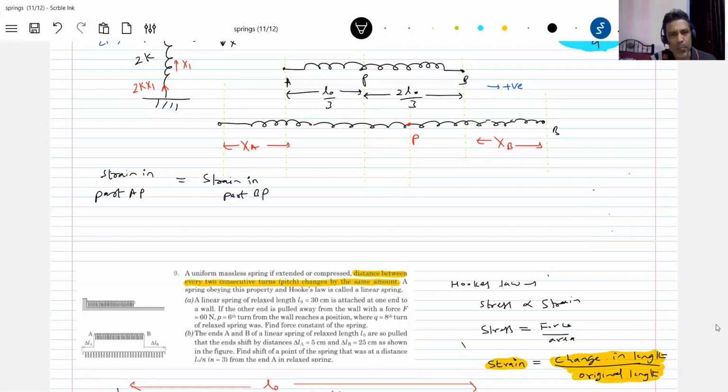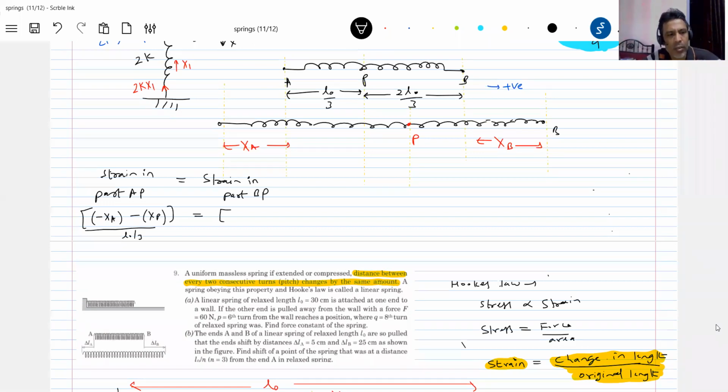Okay, what is the strain in part A? So here, minus XA. Why the negative sign? The displacement of end A is towards left, no? Minus of XB, I don't know this, so I'll not put a sign, divided by, what is the length of this? L0 by 3. What do you mean by strain? Change in length by original length, no? Should be equal to XB. What is XB now?